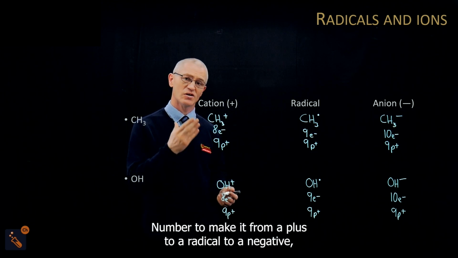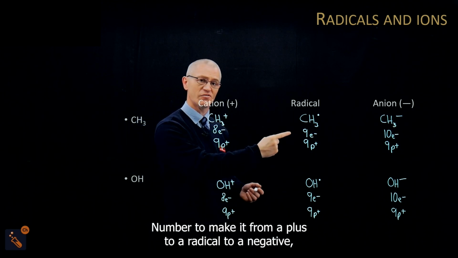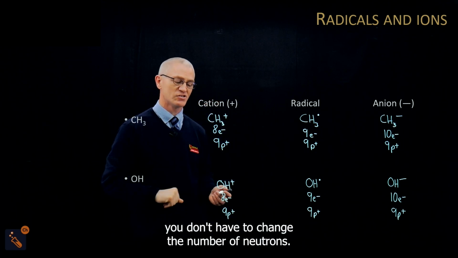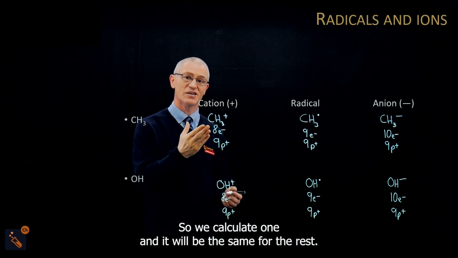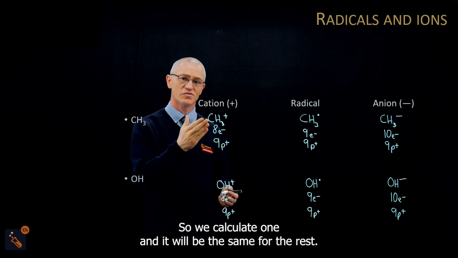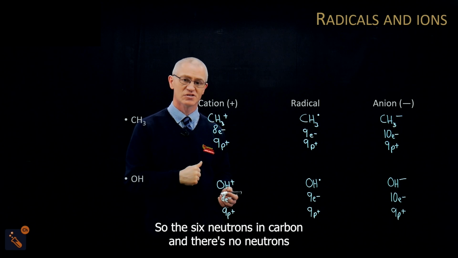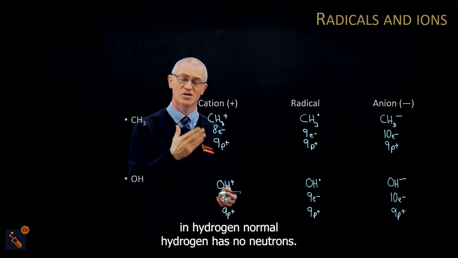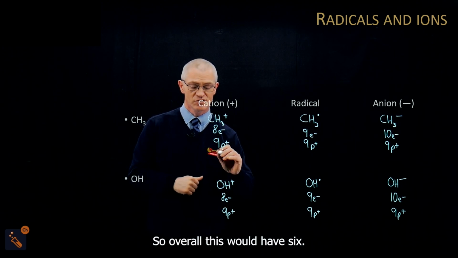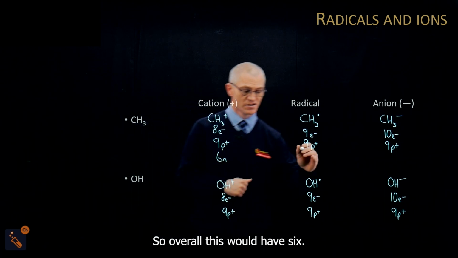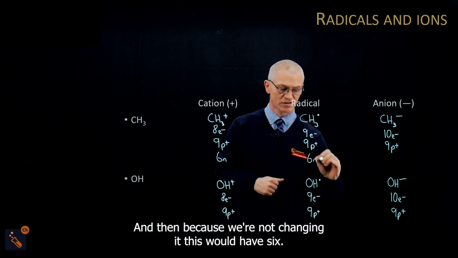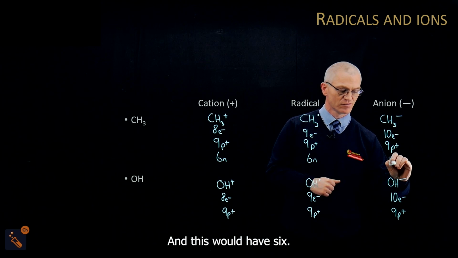Now, to make it from a plus to a radical to a negative, you don't have to change the number of neutrons, so we could calculate one and it will be the same for the rest. So there's 6 neutrons in carbon, and there's no neutrons in hydrogen. Normal hydrogen has no neutrons. So overall, this would have 6, and then because we're not changing it, this would have 6, and this would have 6.